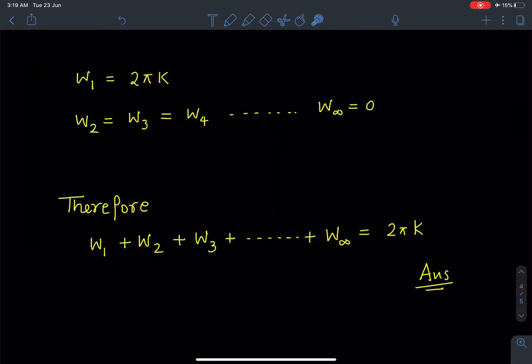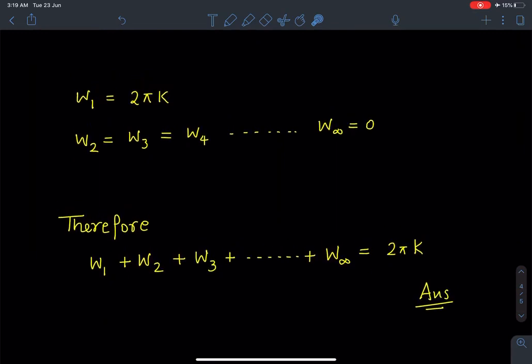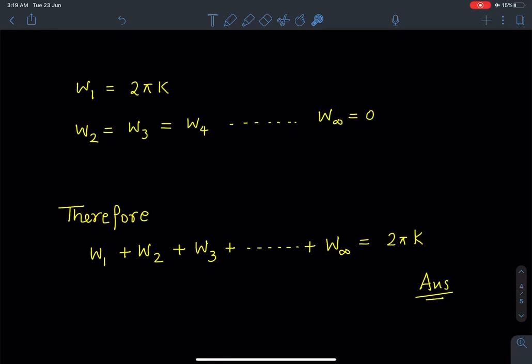Also, one important line was given: that there are many other forces. These forces ensure that the particle can move along the circles, because if k by r theta cap is alone, then the particle cannot maintain its circular path. The particle will leave the circular path.